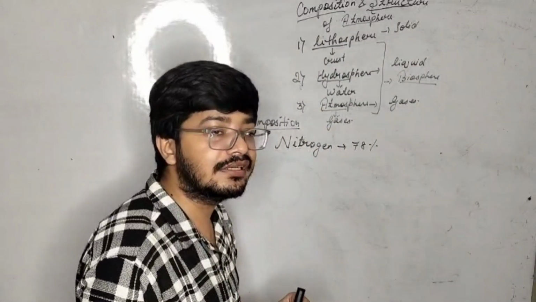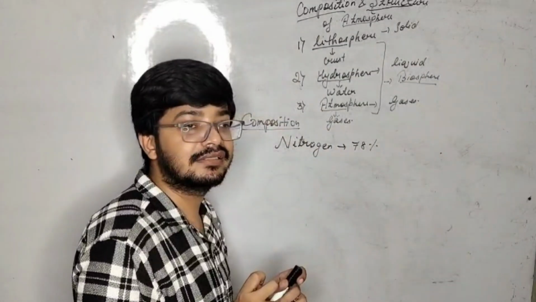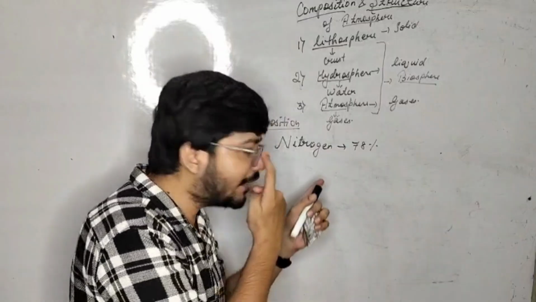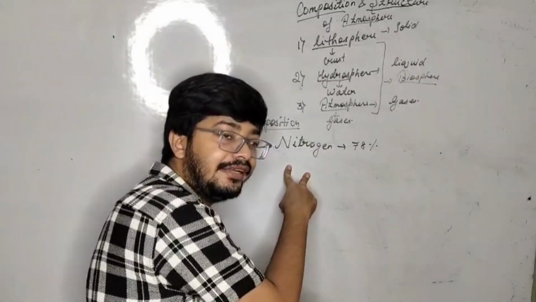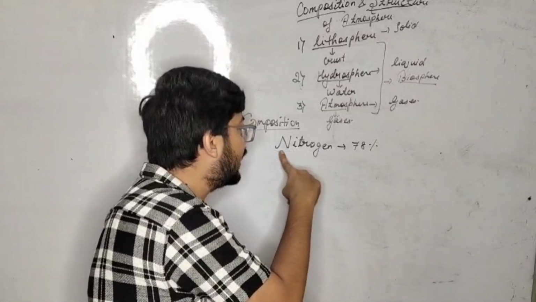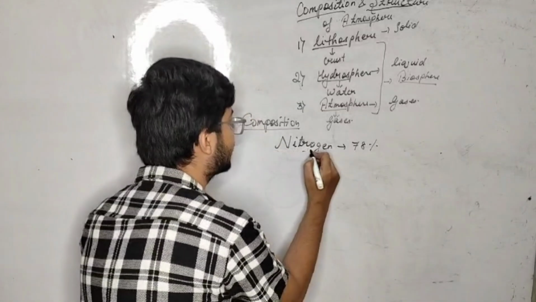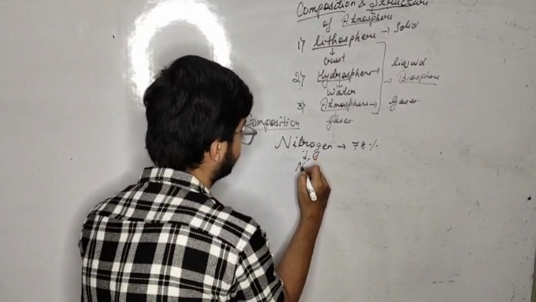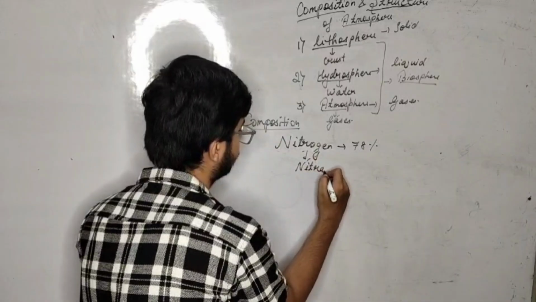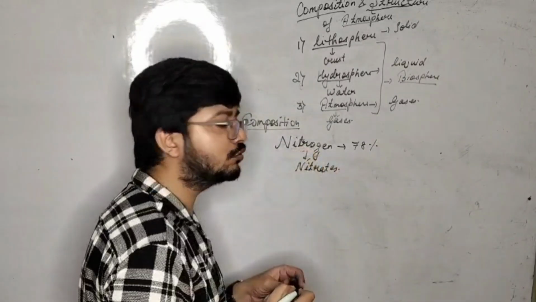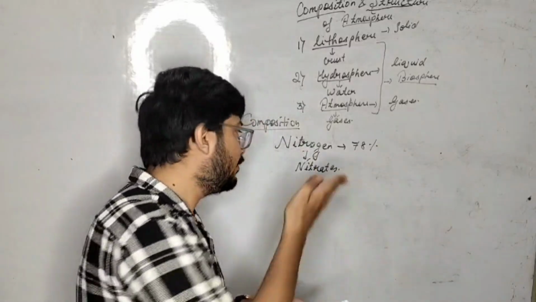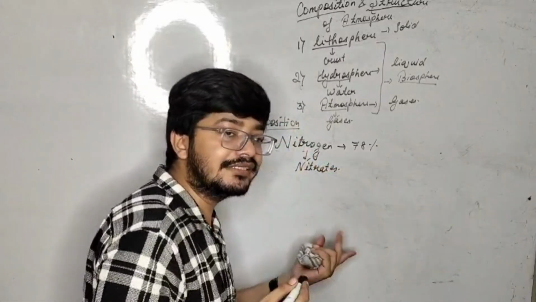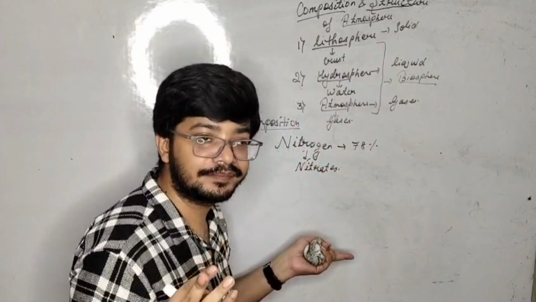And second, this nitrogen is used by the plants. The plant uses nitrogen not directly from the atmosphere, but in the form of nitrates. In the form of what? Nitrates. And animals use this nitrogen by eating plants or other animals. And we all know that this nitrogen is odorless and colorless, having no smell.